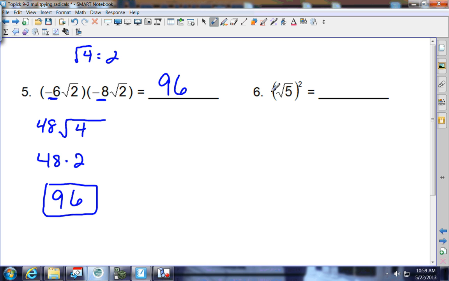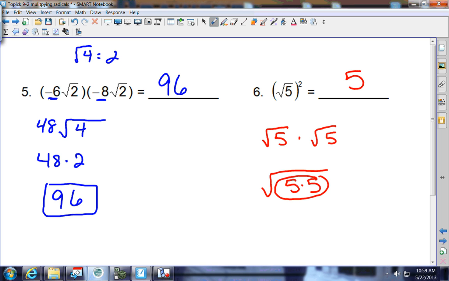Number 6, the square root of 5 squared. Square root of 5 times the square root of 5. Well, underneath the square root sign, there's 2 5's. So they get to come outside and play, which just leaves you with the answer of 5. What you need to remember is that the square root sign and the squared, those are opposites like multiplication and division. Okay? Square root and squared are the opposites. The answer is just 5.